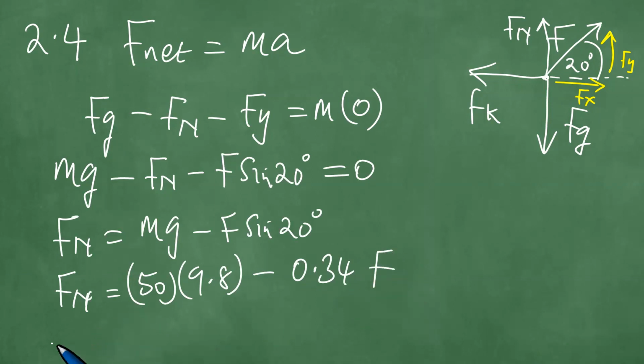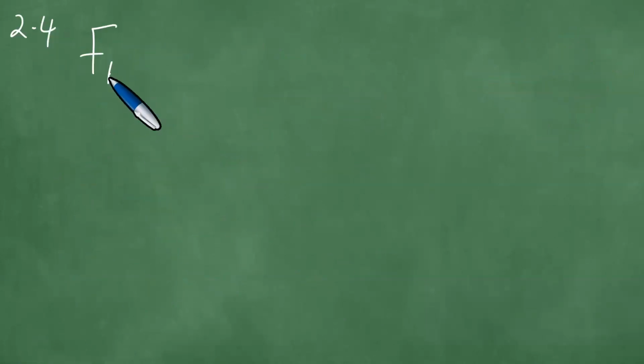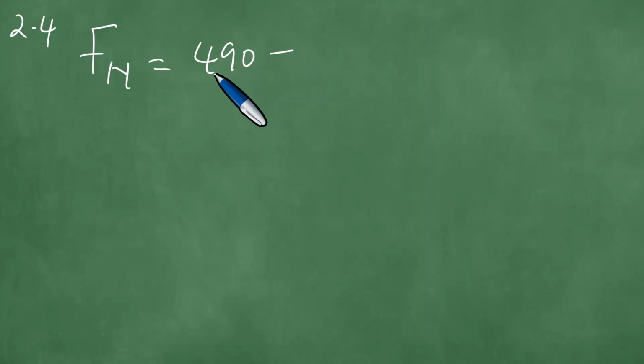Okay, now multiplying these things, we're going to have the following. So we have F normal, 2.4, which is F normal is equal to 490 minus 0.34 F.